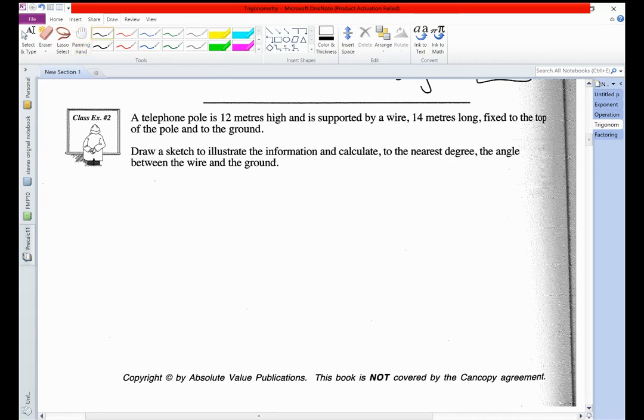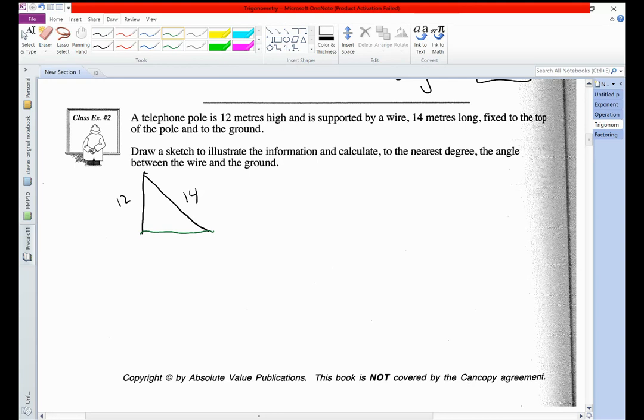So telephone pole, we know, is straight up and down. The best part of right angle trig is that when you're drawing these problems, you know you're probably dealing with a right angle triangle. So we have a telephone pole that is 12 meters tall, and it's supported by a wire fixed to the top of the pole and to the ground. So our wire probably does something like that, and it is 14 meters long. And then we have some ground in between.